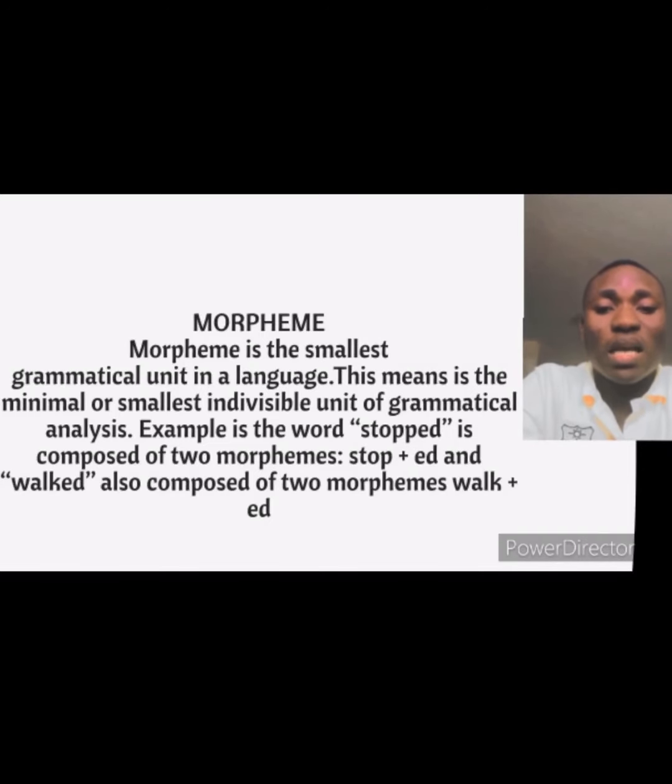An example is the word stopped. Stopped is composed of two morphemes: stop and the past tense marker ed. We have another example, walked. Walked also has two: walk and the past tense marker ed. So it will be walked.